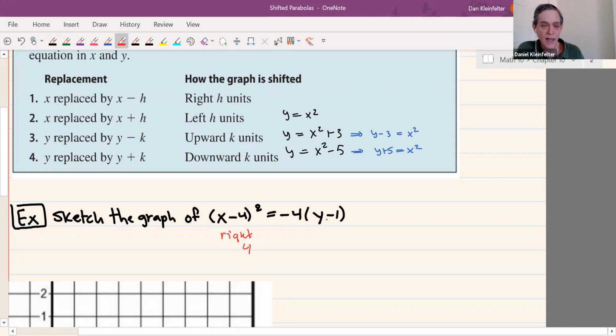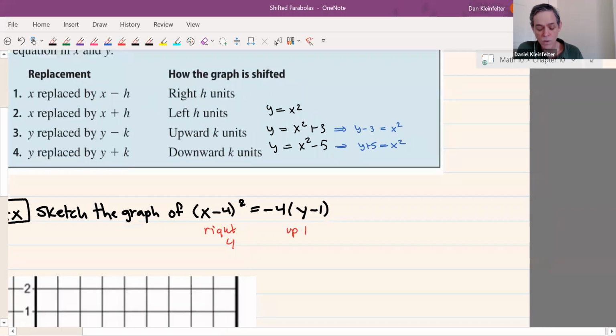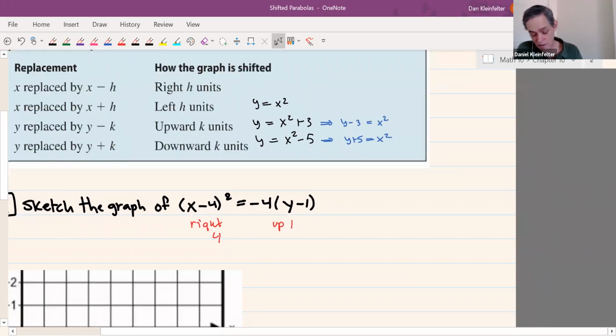Okay. And then instead of y, we have a y minus 1. So taking a look under item 3 in our list, that means that it should be upshifted by 1 unit. Okay, so rather than having the vertex at 0, 0, that means that our vertex will be at 4, 1.